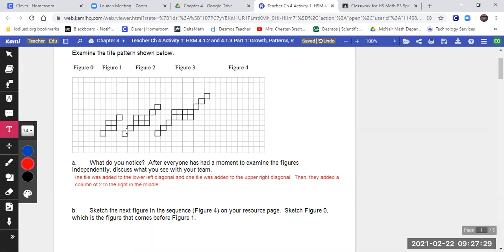Did they do the same thing for the next one? Let's check. It was 2 here and now it's 3. Yes, 1. 2 here and now it's 3. Yes, 1. 3 and now 4. So yep, we described what it is. So now we have to do the pattern.